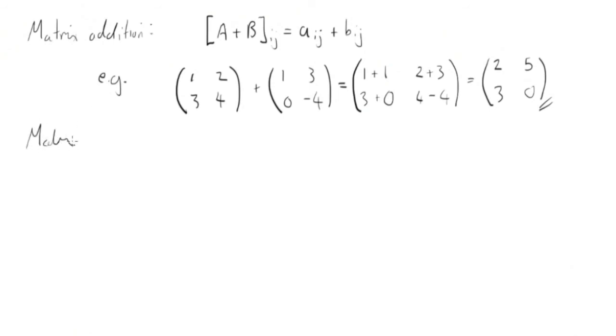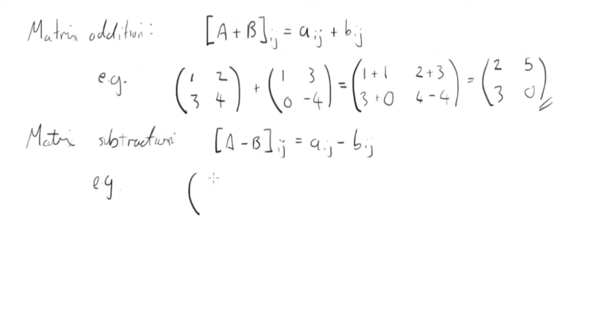Okay, and now we're going to have a look at matrix subtraction. Matrix subtraction is defined very similarly to matrix addition, except this time we've got a subtraction symbol. So basically it means instead of adding the corresponding elements, in this case we subtract them.